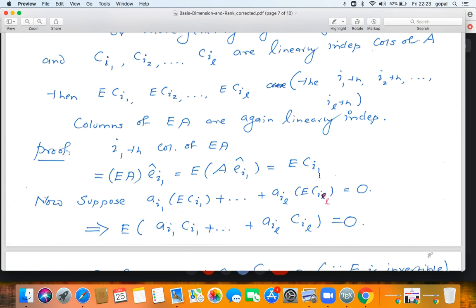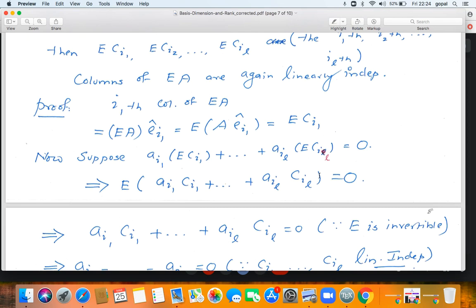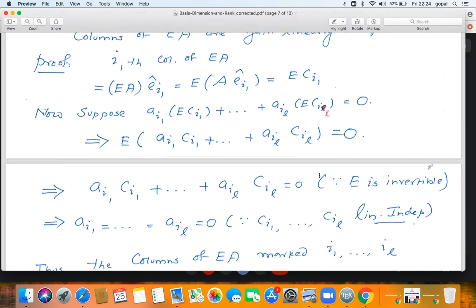Then take out the E common: E times (a_i1 C_i1 plus a_i2 C_i2 plus dot dot dot plus a_il C_il) is 0. But E is an elementary matrix, and every elementary matrix is invertible, so I can pre-multiply by E inverse and I will conclude a_i1 C_i1 plus dot dot dot plus a_il C_il is 0. But C_i1, C_i2, C_il were linearly independent, remember? Therefore, the coefficients a_i1, a_i2, a_il must be 0. So we have shown that if you have a linear combination of EC_i1, EC_i2, EC_il which is 0, then the respective coefficients must be 0.